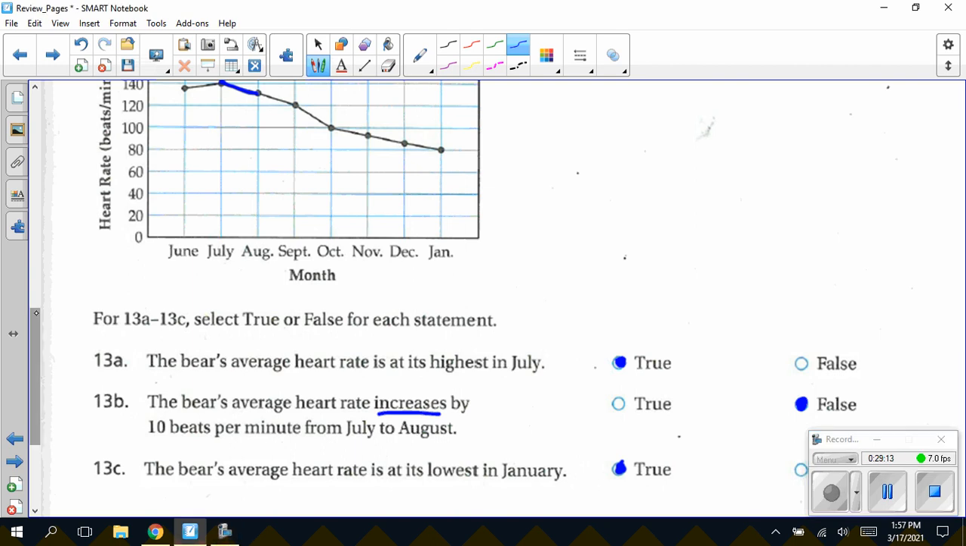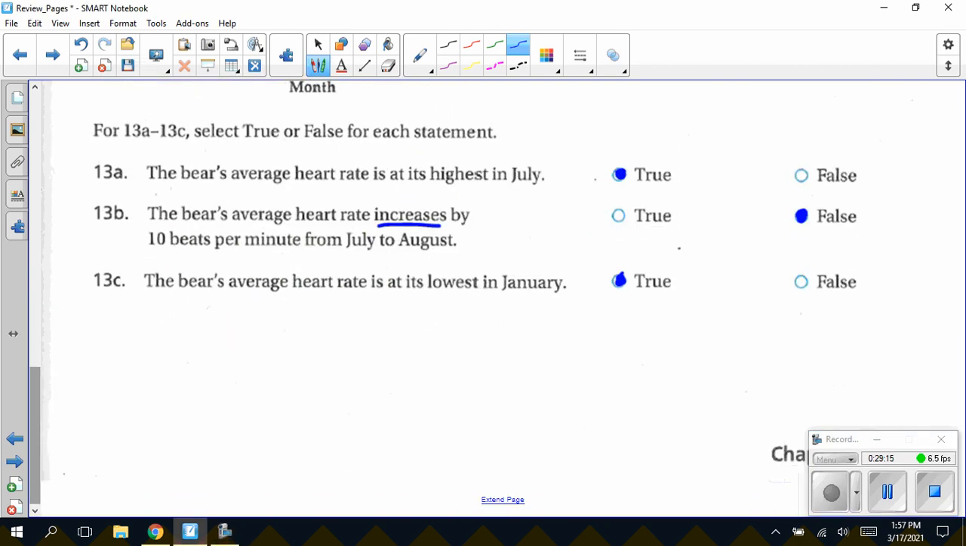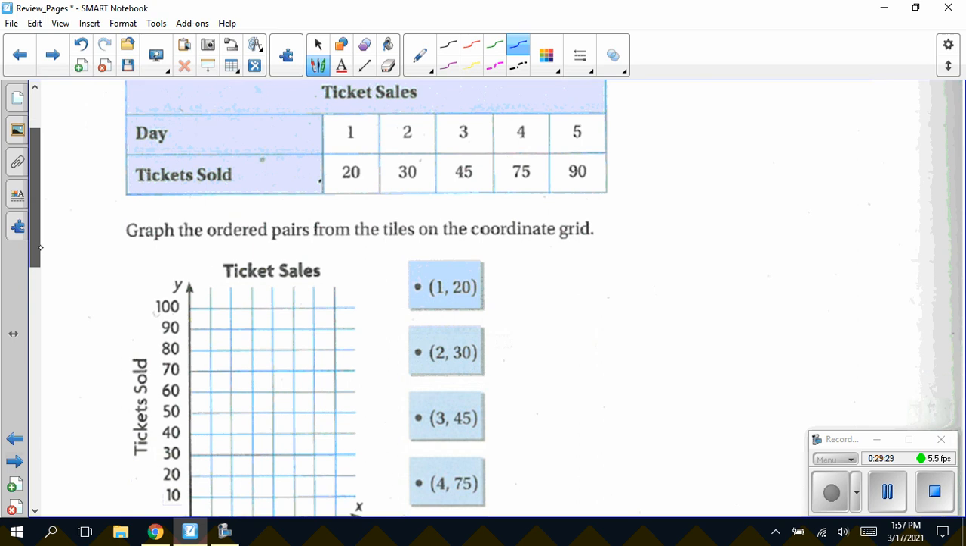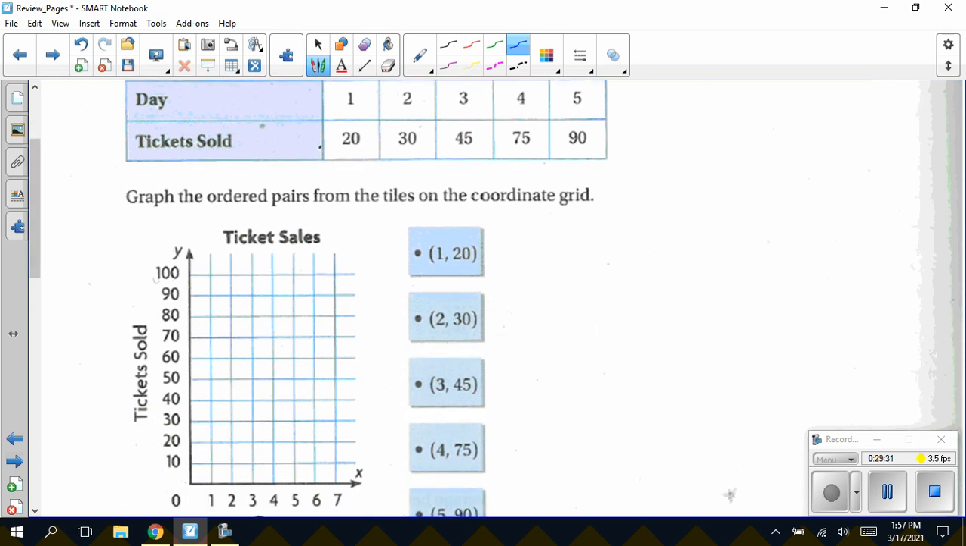Now moving on to the next question. We do need to go to the next page. Number 14. It says the table shows the total number of tickets sold for the school play each day for 5 days. So they want us to graph these ordered pairs from the tiles on the coordinate grid. So obviously they've already taken the day with the number of tickets sold and they've made the ordered pairs with them. We just have to go ahead and plot those points.